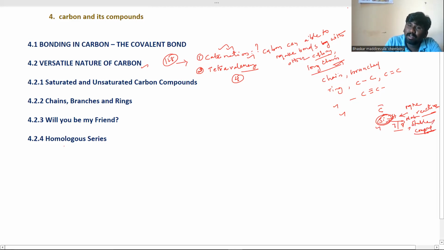But carbon can give very stable compounds. The last question: why? Because carbon has a small size, and it is also able to hold the shared electrons very strongly. Sometimes they ask the question, why is carbon able to form stable compounds? The reason is that carbon has a smaller size and it is able to hold the shared electrons very strongly.